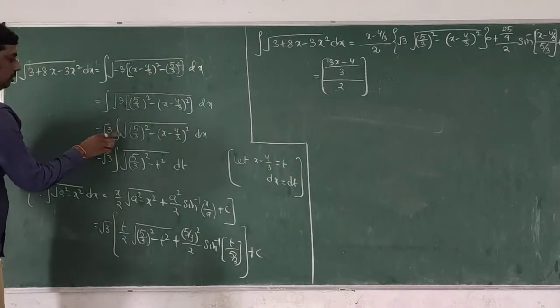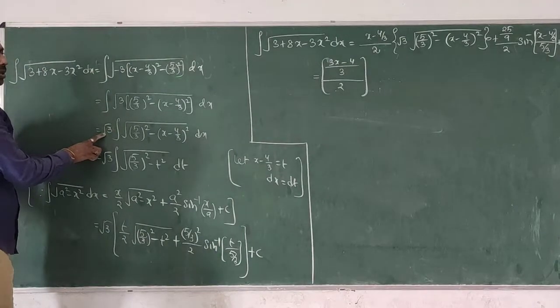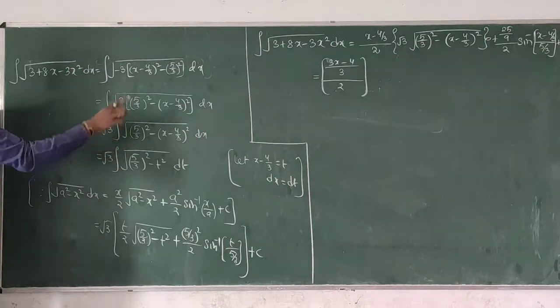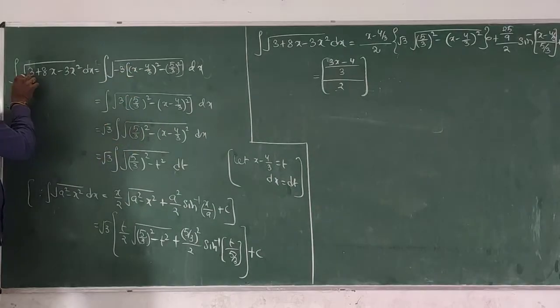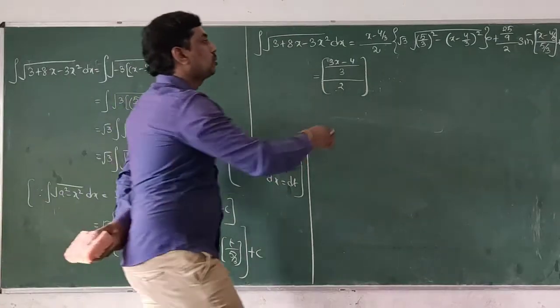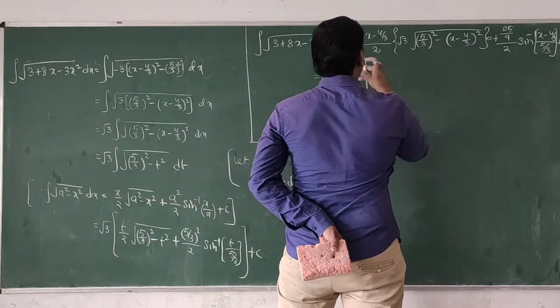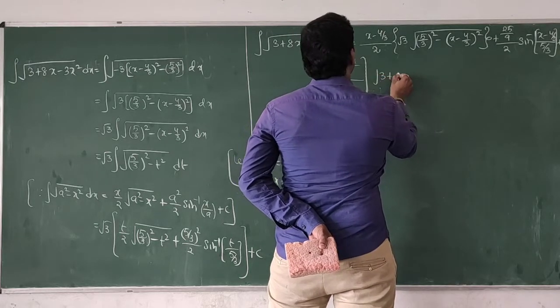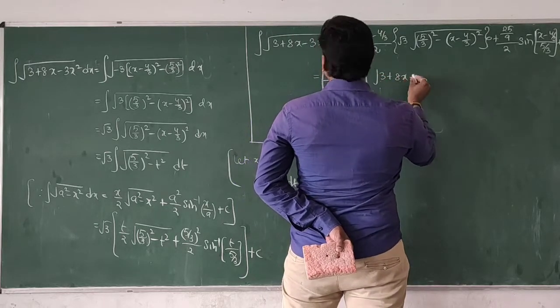Just observe these two terms here. Here root 3 is also common. Just observe this term and this term. Both are equal now. So this is equal to square root of 3 plus 8x minus 3x square. That's why this total bracket is replaced by square root of 3 plus 8x minus 3x square.